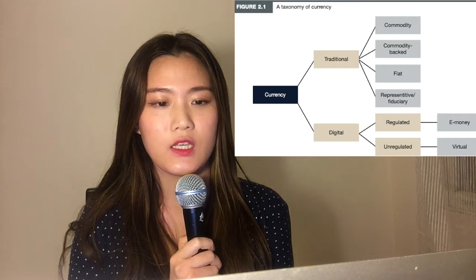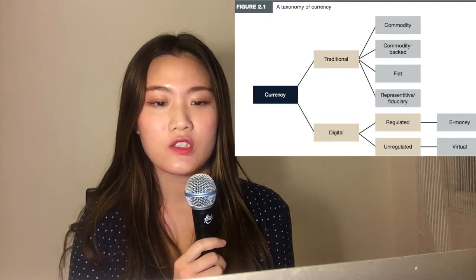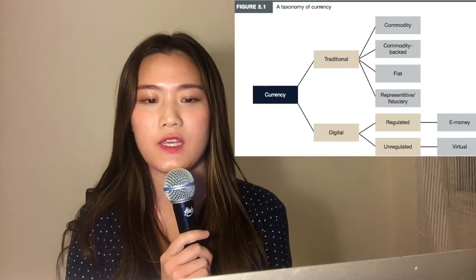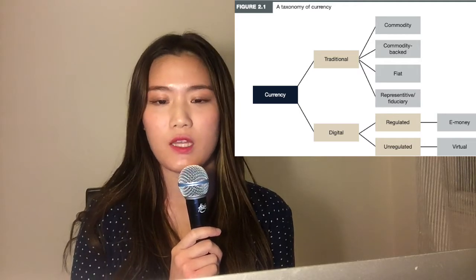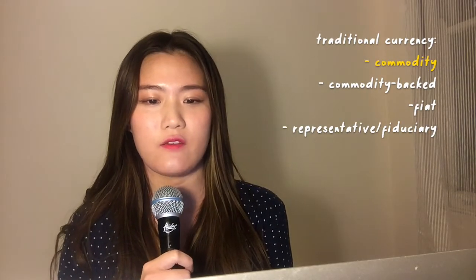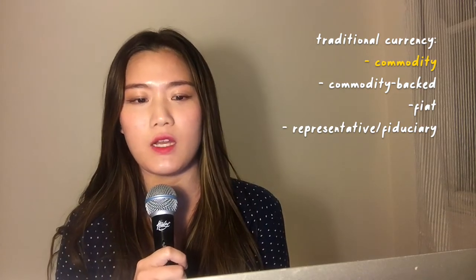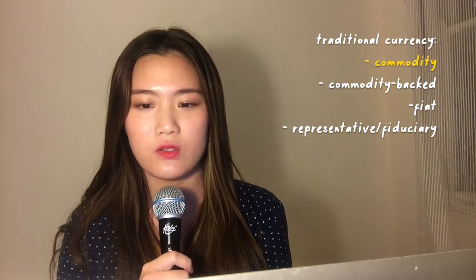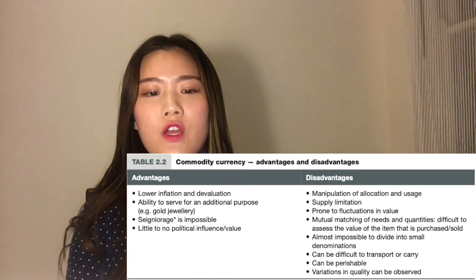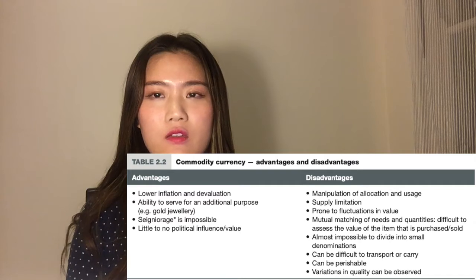So the traditional currency can be commodity backed, fiat currency, and representative or fiduciary currency, whereas digital currency can be regulated, so something like e-money, or unregulated like virtual currencies. Commodity currency is a physical commodity used to represent money, so something like coined metals or cocoa beans. The advantage of this is it has lower inflation and devaluation. It is able to serve for additional purpose, like gold jewelry.